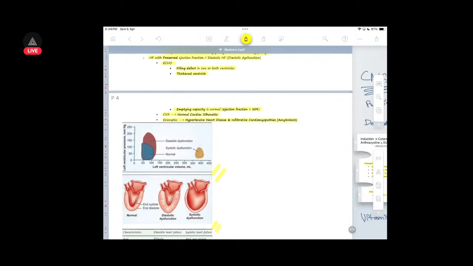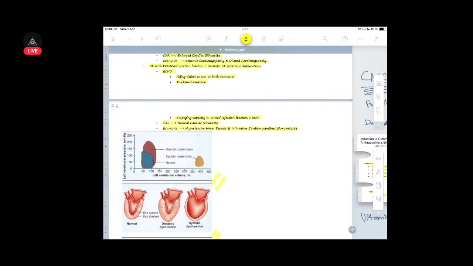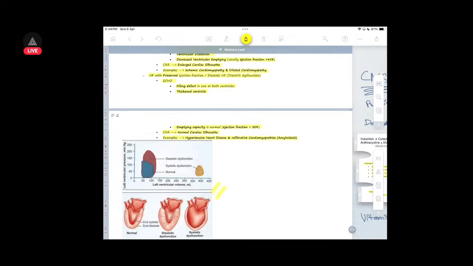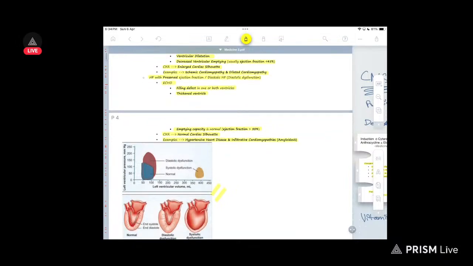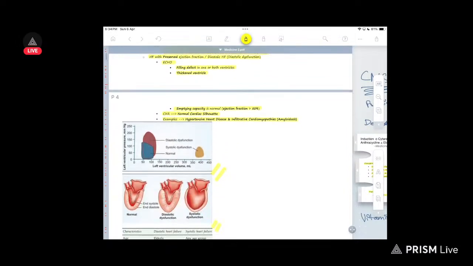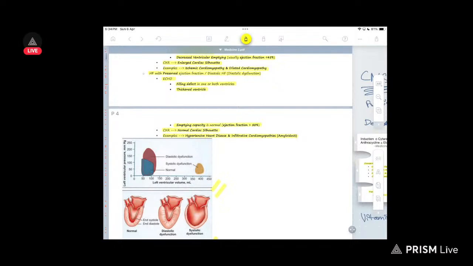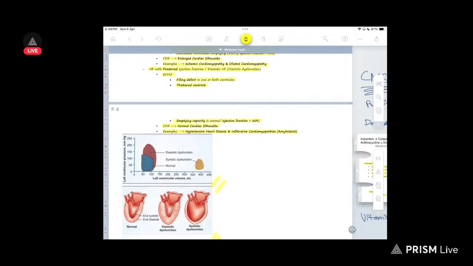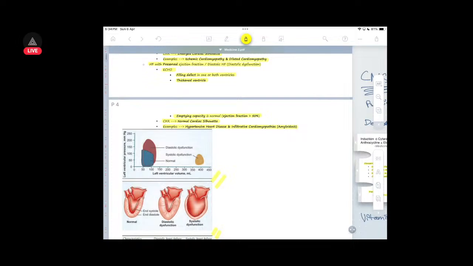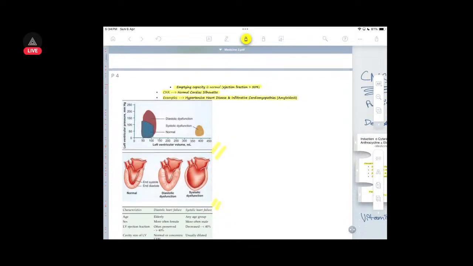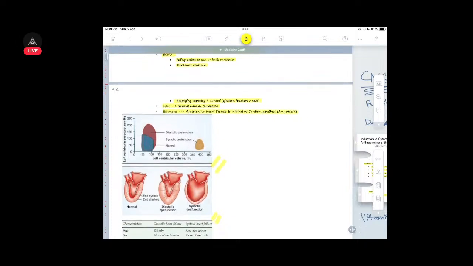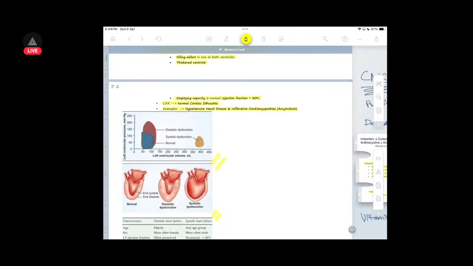Normal cardiac silhouette will be there. Ejection fraction is more in diastolic failure, ejection fraction is less in systolic failure. Ventricular dilatation is seen in systolic dysfunction. Thickened ventricle is seen. Filling defect in one or both ventricles is seen. Emptying capacity is normal though. The ejection fraction, the fraction of volume which is ejected, will be normal, but the actual volume will be less. You can assume this in systolic and diastolic failure.